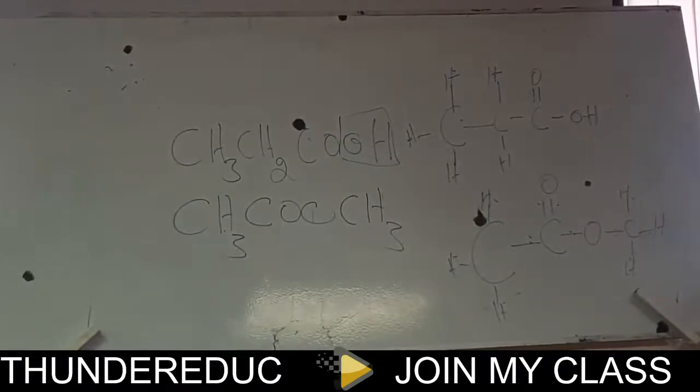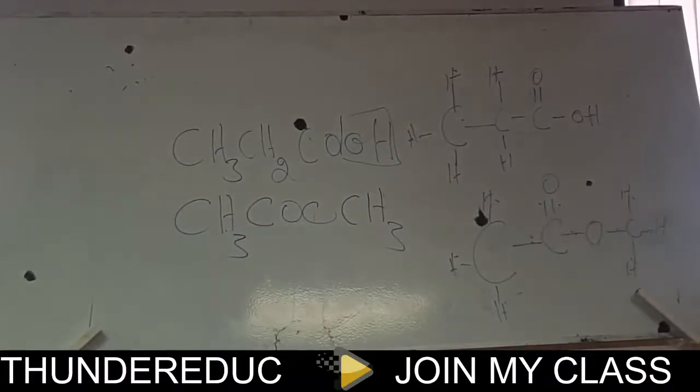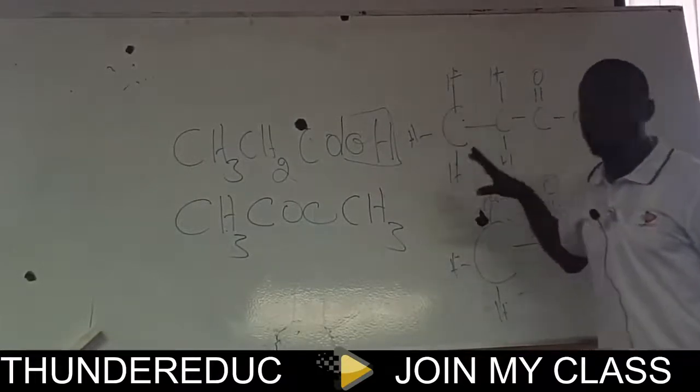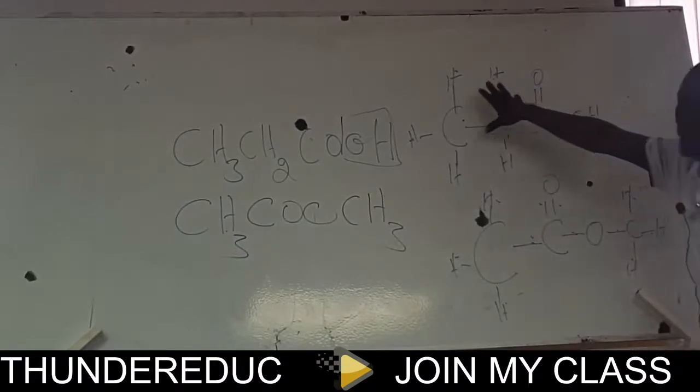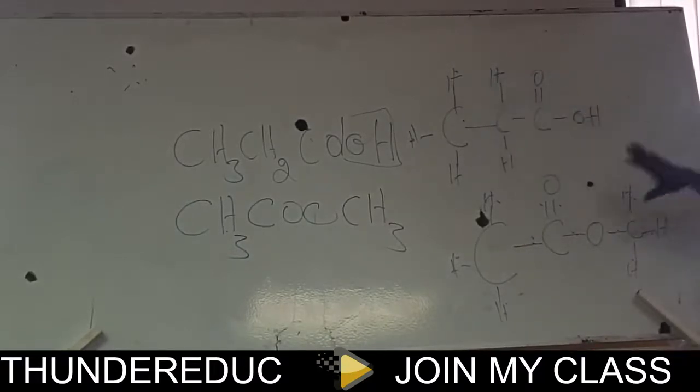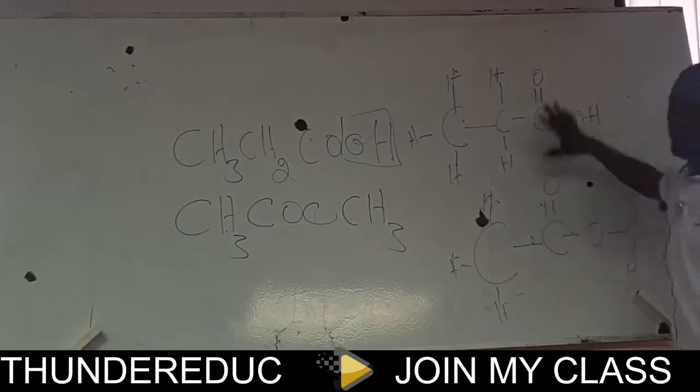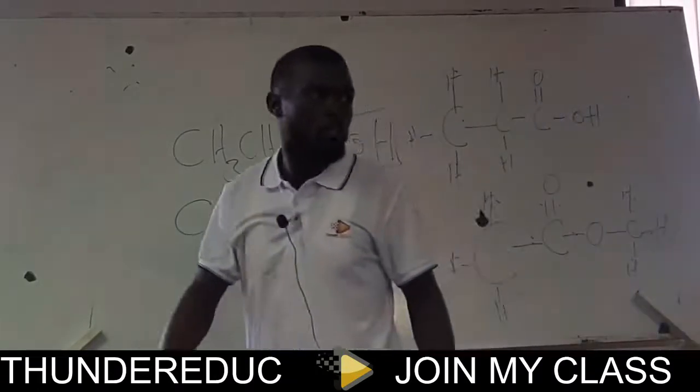What is the difference? Here the functional group is at the end. Here the functional group is along the chain. Is it clear? If you write the molecular formula, it's the same. So the same molecular formula, but different functional groups. You understand? Different what? Functional groups.